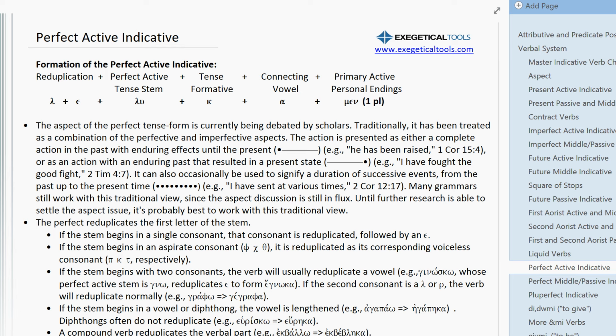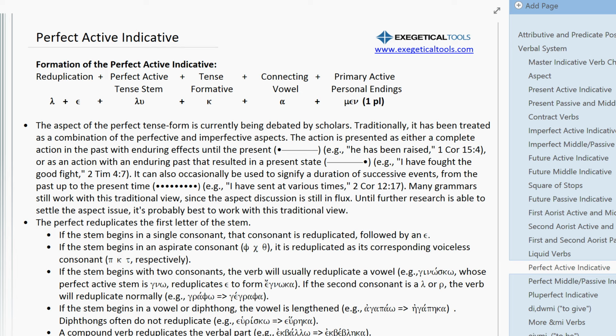It occurs pretty frequently. But it's also one of the more distinctive ones, so if you're worried about memorizing yet another paradigm, don't be too worried about this one because it's actually not that difficult. That reduplication at the beginning is very distinctive and easy to spot usually. There are quite a few rules for the reduplication that we'll look at, but once you get those down, especially the kappa tense formative with the alpha connecting vowels, it's very distinctive in its form.